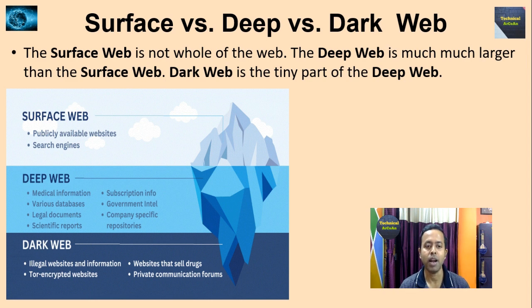Okay, and the last part, at the very bottom, is a tiny part which is within the deep web, known as the dark web. Dark web, it is the part of the deep web actually, okay, and it's a very tiny area. Here actually illegal websites and information, Tor encrypted websites, websites that sell drugs, private communication forums, this type of operation can be done in that particular layer of the internet known as the dark web, right?